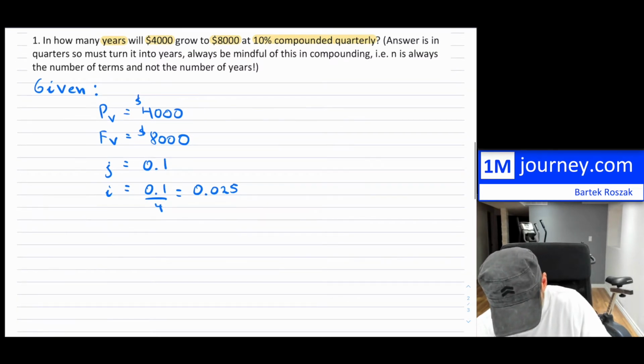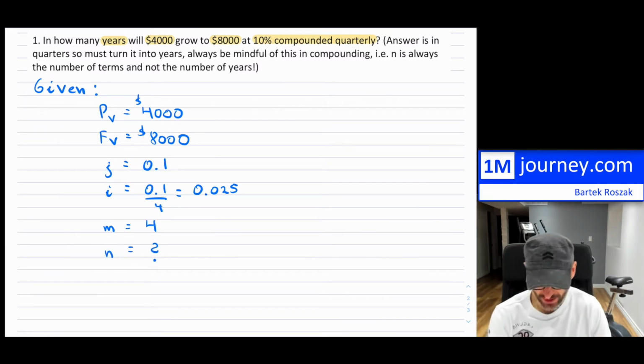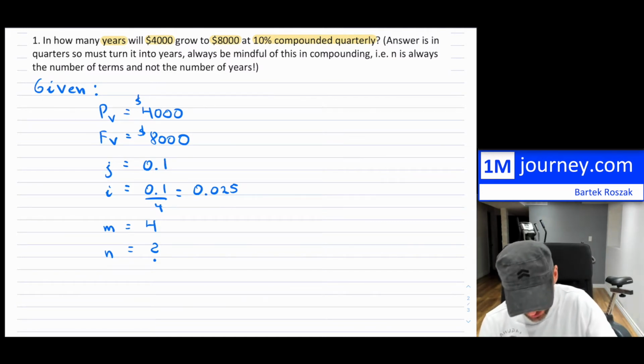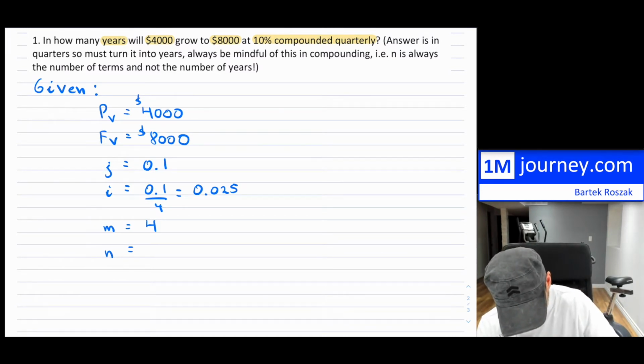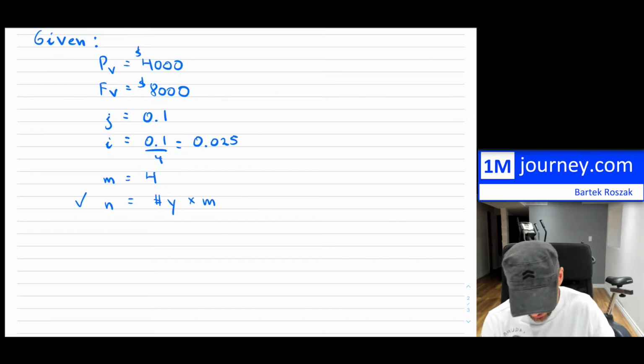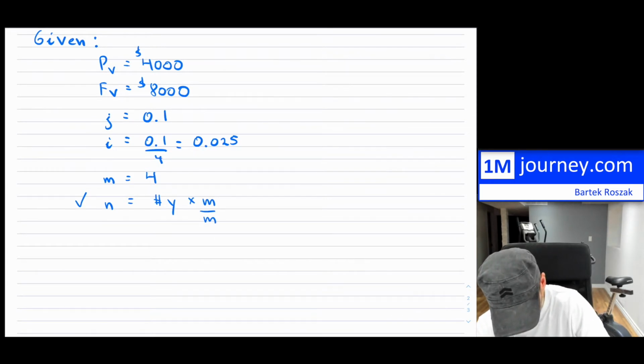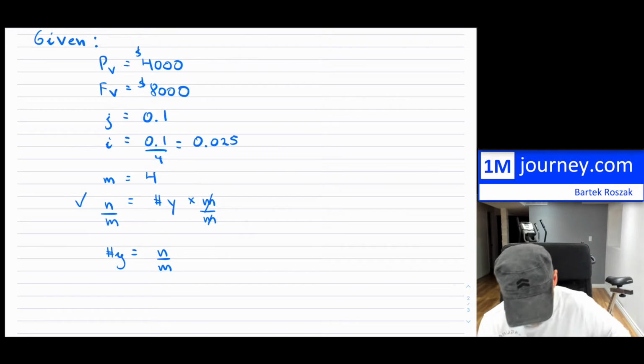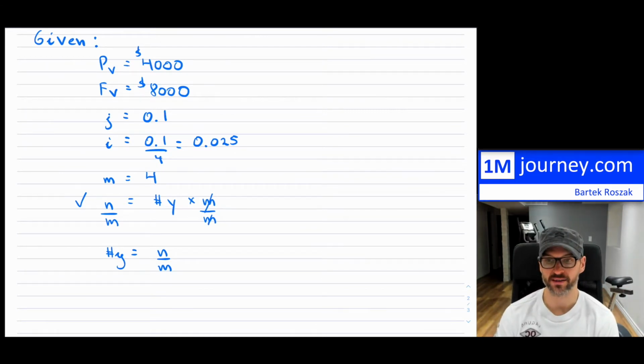And now the problem is, I do know what M is. Because it's quarterly, M is 4, but I do not know what N is. So that's what we're going to have to try to find. Now, please don't forget, N is the number of years multiplied by M. And because the question is asking me for the number of years, I can rearrange this formula. I can divide by M on both sides, and I'm going to get that the number of years is equal to N divided by M. So that's going to be useful for us once we find the N.